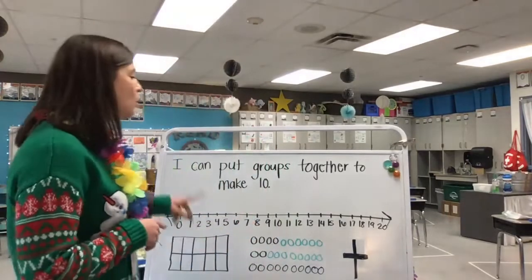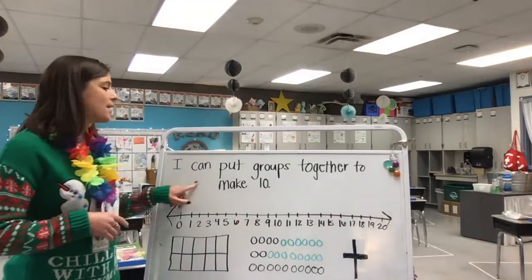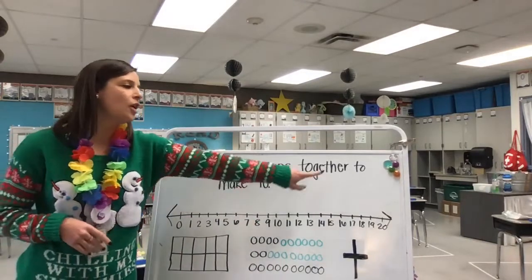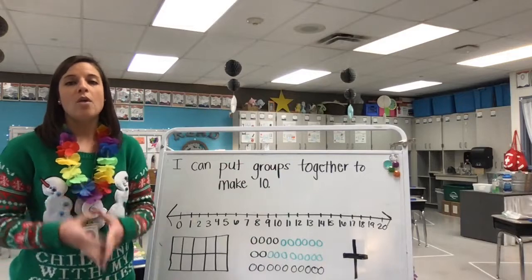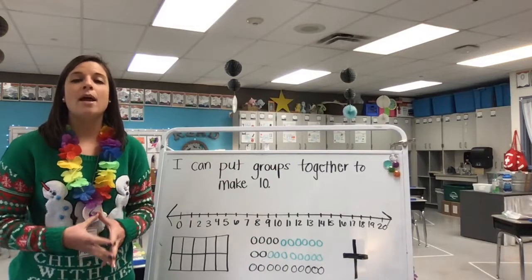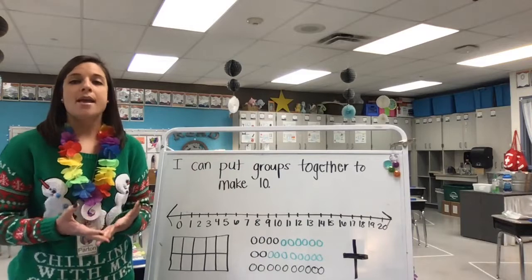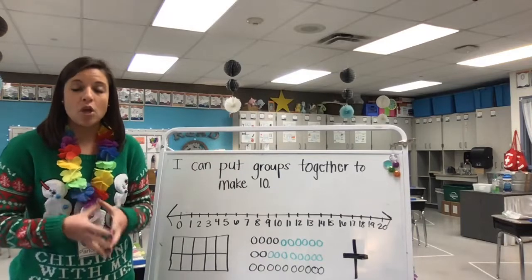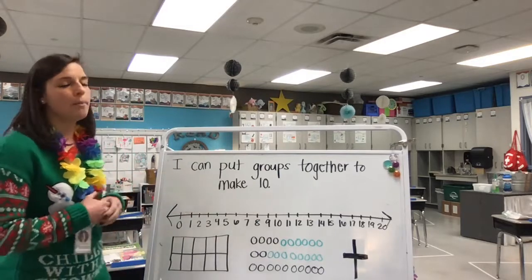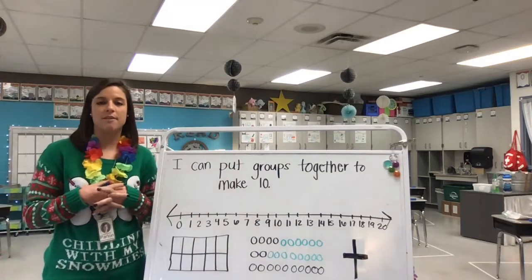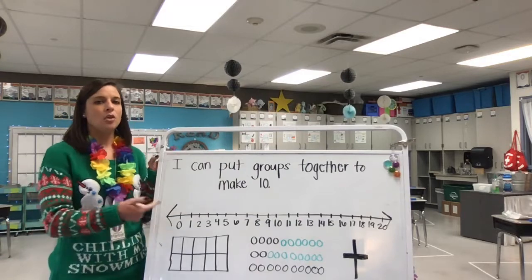Today for math, we're going to work on our learning target that says I can put groups together to make 10. We've practiced this a little bit before, talking about how numbers are made up of groups. And we can make different numbers using different groups and putting them together. So let's first start by practicing some skill practice of math. We're going to start by counting, looking at our number line.